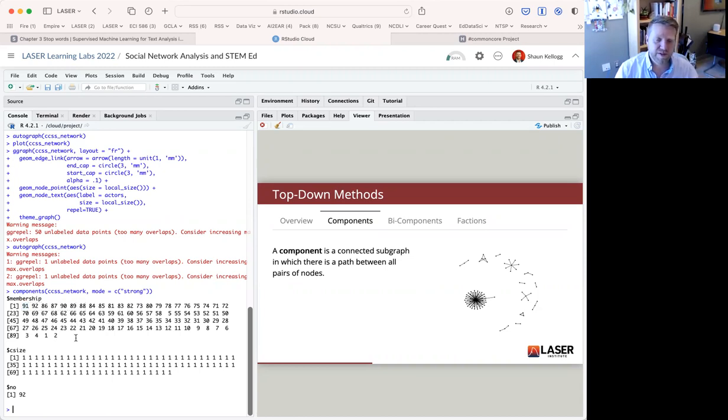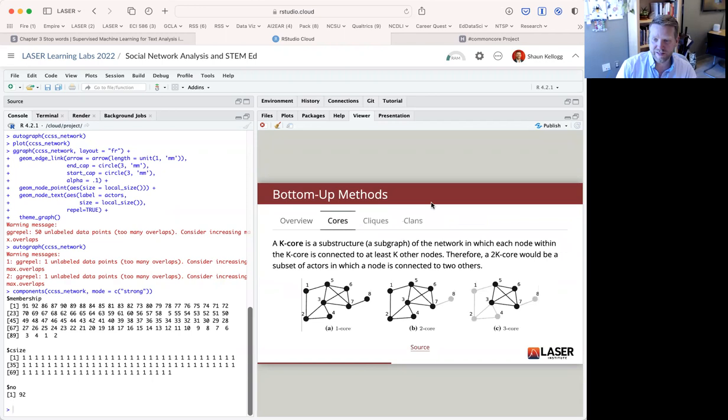And you can see most of these people actually, oh, that's really interesting. Okay, so we actually have 92 groups basically. So there's no groups that are connected in a reciprocated way. That's kind of interesting.